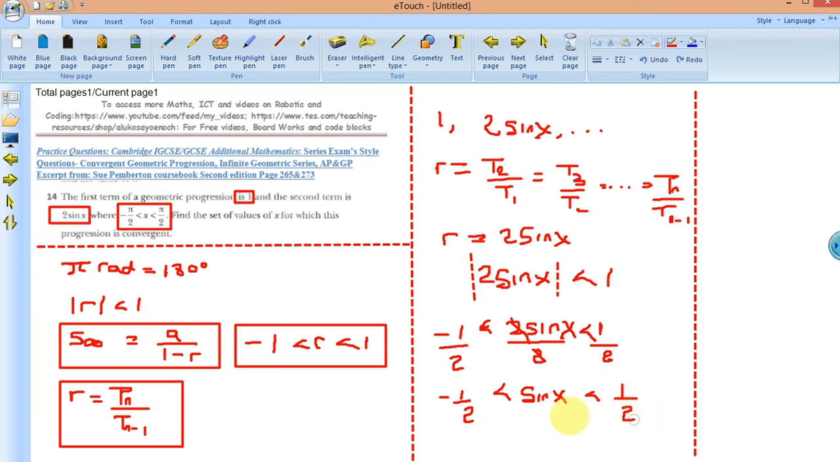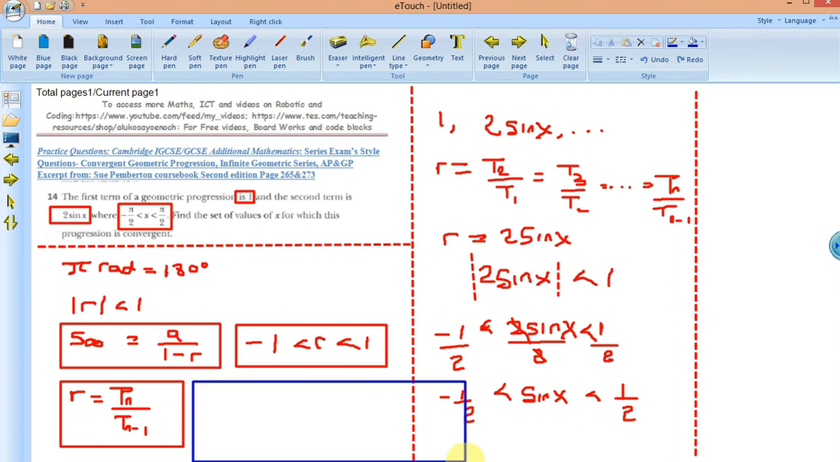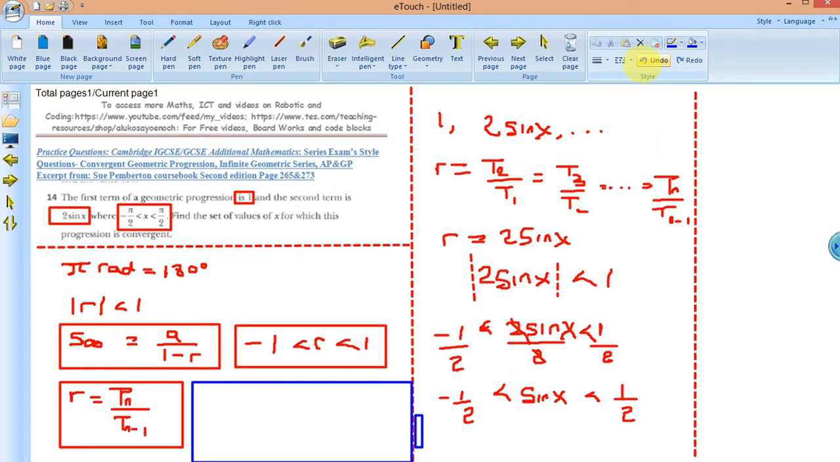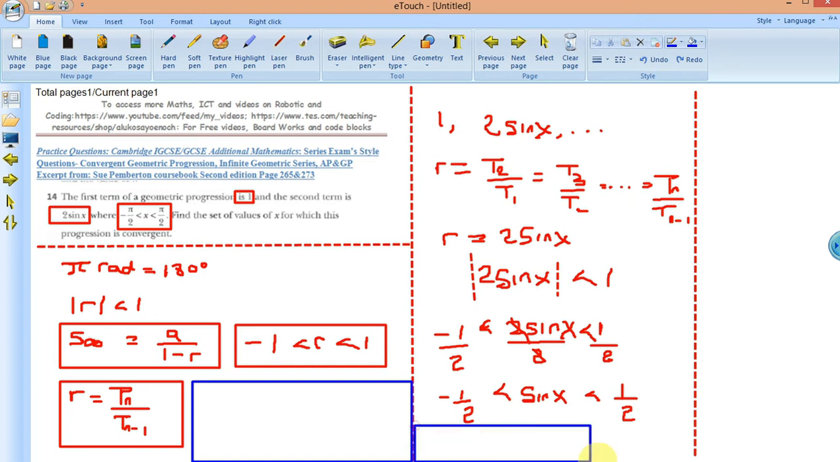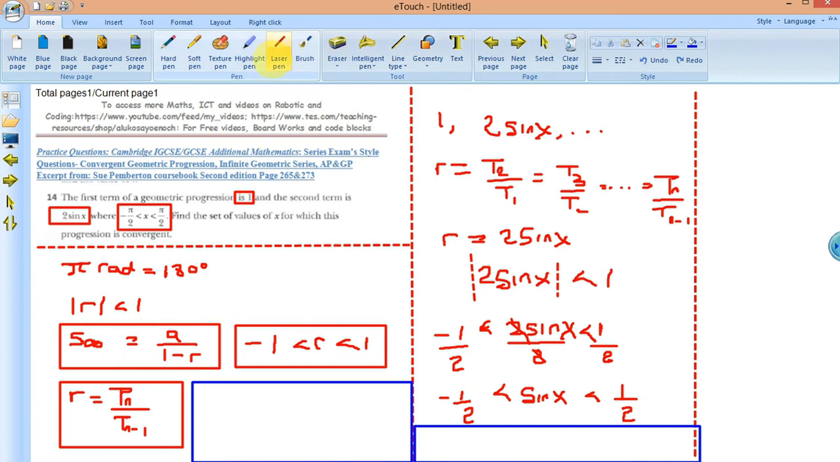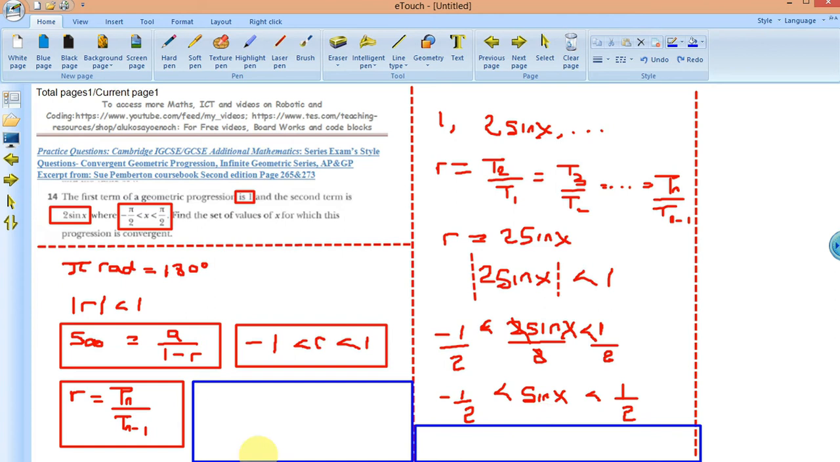Now I'm looking for x. If the space is not enough, I'll just continue my blue stuff here. The next thing I want to do is divide the middle by sine, anything you do to the middle, you do to the left-hand side, so that I can retain x here. The implication is that I'm going to have arc sine of minus half, less than x.